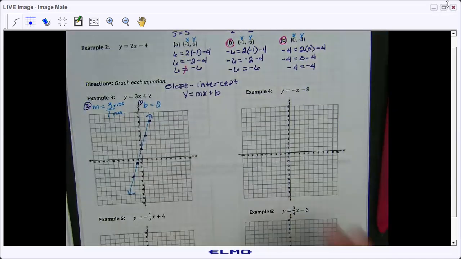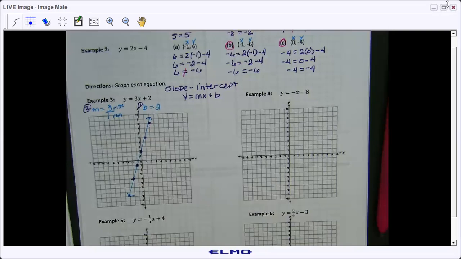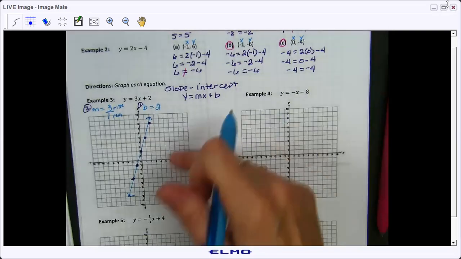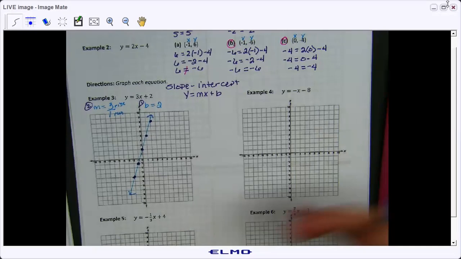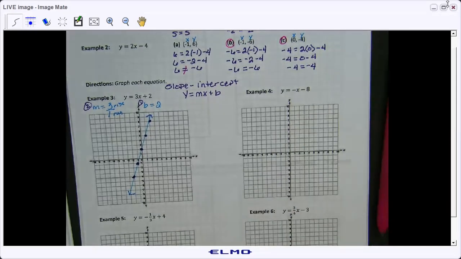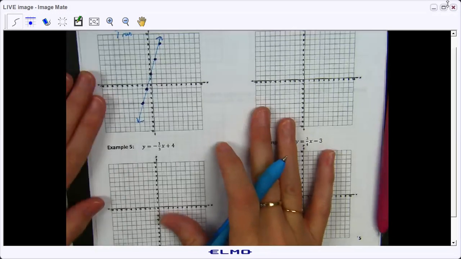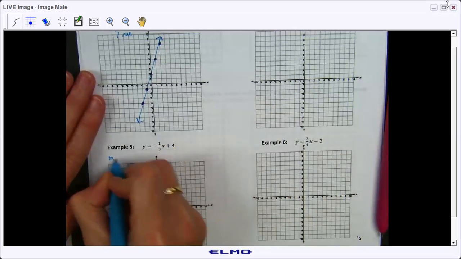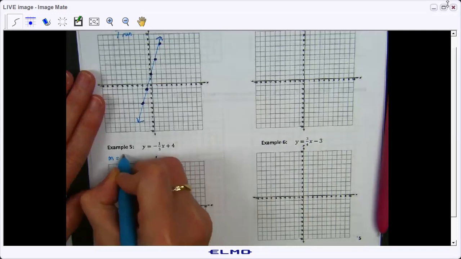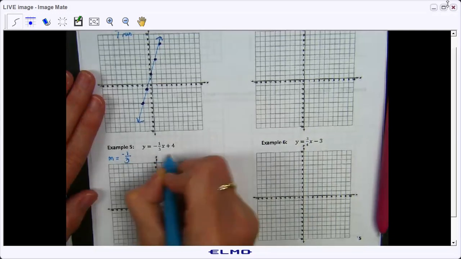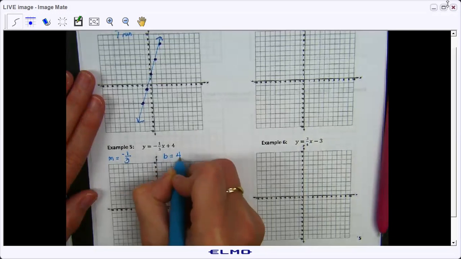Let's do one more together. I'm going to do example 5 with you, and then I'm going to have you do example 4 and 6 on your own. So let's go down to example 5. Our slope is a negative 1/3, and our y-intercept is a positive 4.